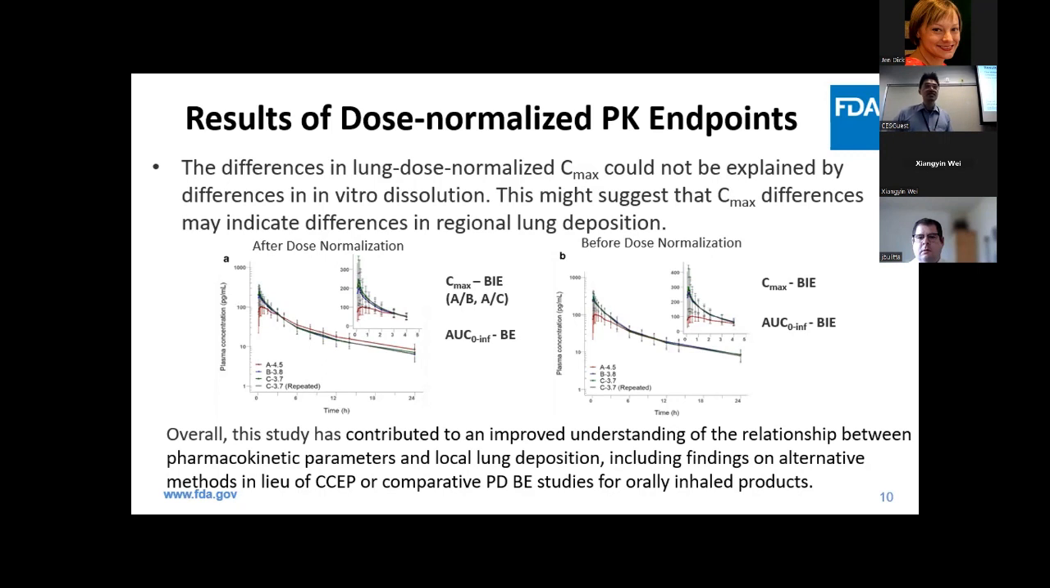So this example is really the idea to show how we can integrate these different in vitro methods together with the PK difference to represent the clinical significance, using the local lung concentration at the site of action, and to identify what is the most significant method for the drug to be delivered to the site of action, with the combination of PK data, including the in vitro data, particle size or dissolution data.